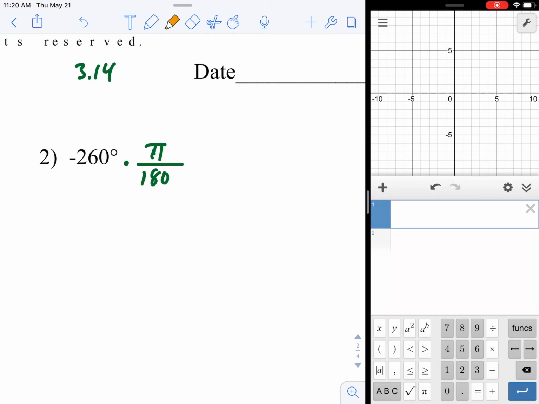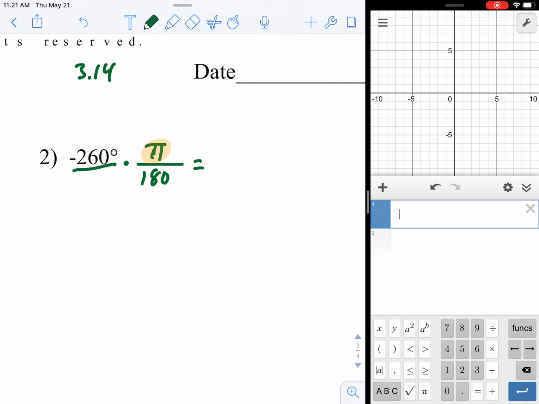Or you can treat pi like a variable. Even though it's a number, you treat it like a variable and just leave the pi symbol as part of your answer. And that's what we're going to do. We're going to leave pi as a symbol. So we need to do negative 260 times pi over 180.